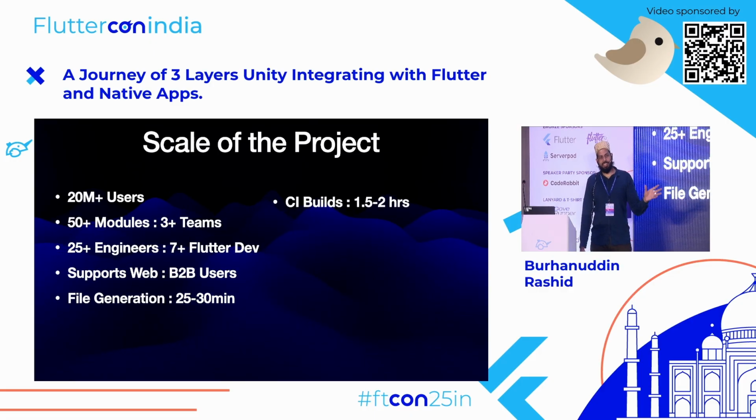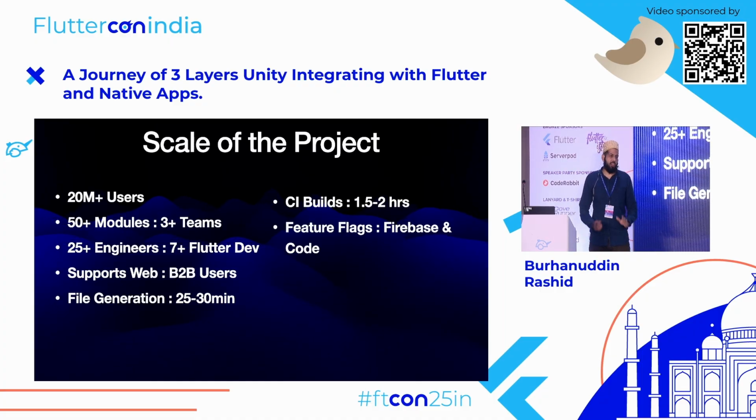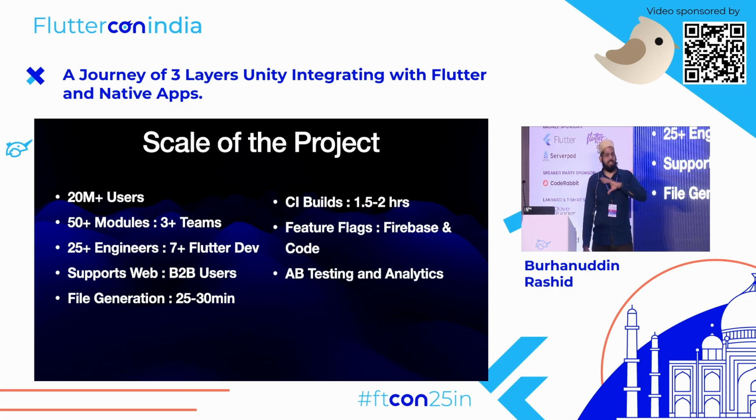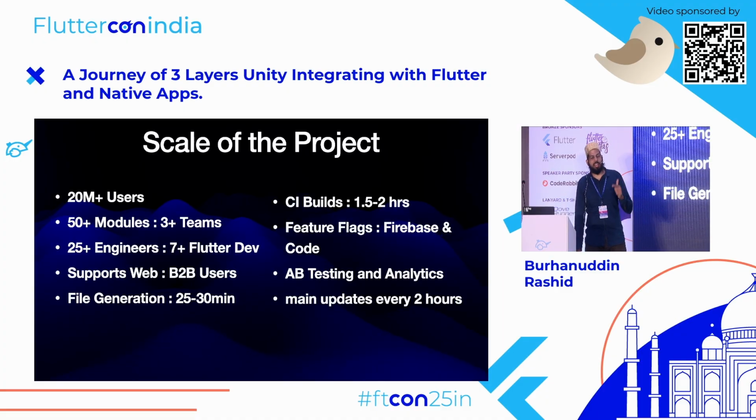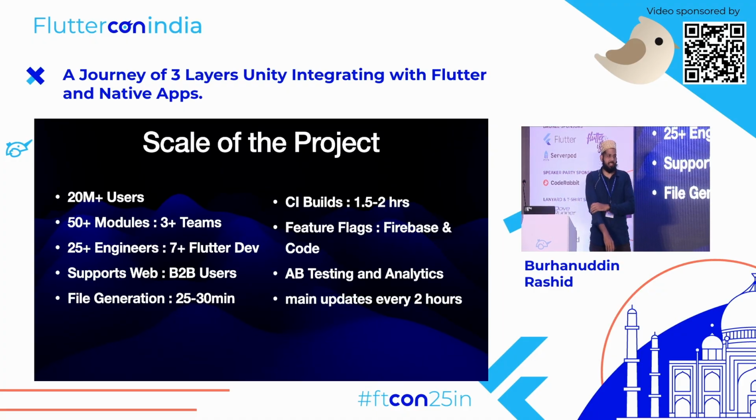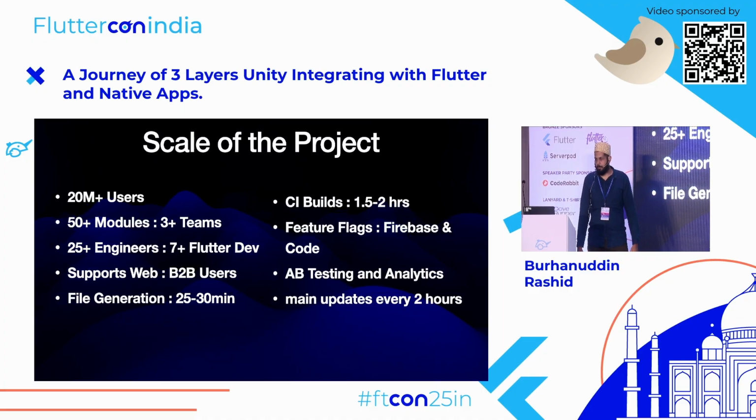And on CI, it takes one and a half to 2 hours to get a build out. There are a lot of feature flags coming from Firebase config, and a lot of feature flags in the code as well. Then there is a lot of code around A/B testing, and every click goes through some analytics, so there is analytics code added in there too. And the last one is that the main branch is updated every 2 hours. So if you are late by a day, you will have a lot of conflicts in your feature, so you have to update your main branch every day. Every 2 hours, something new is pushed on main.